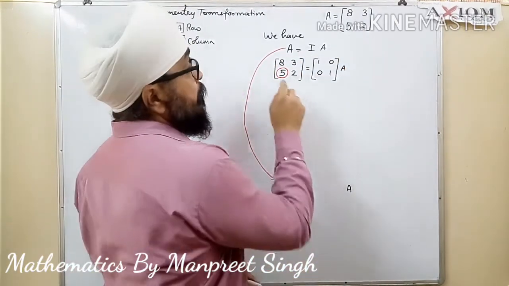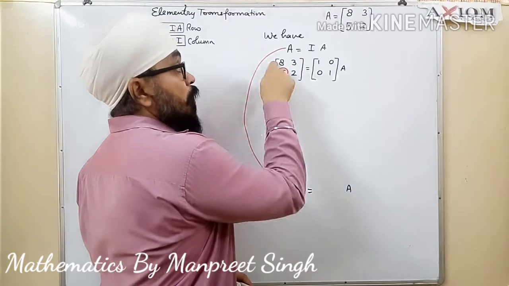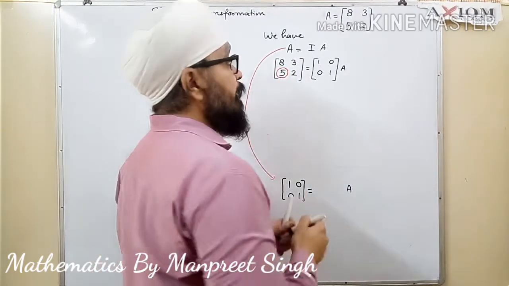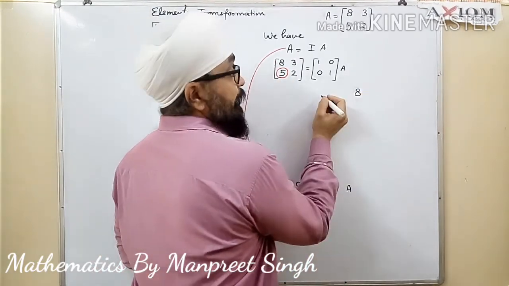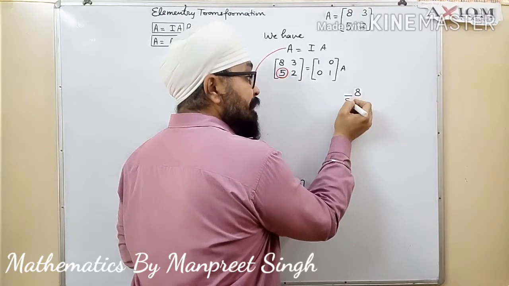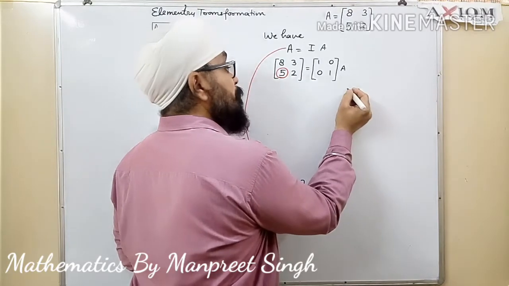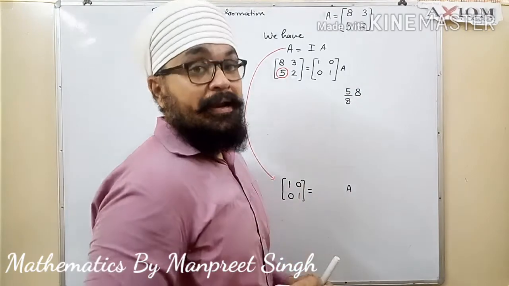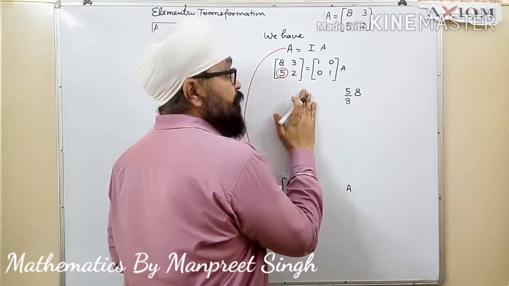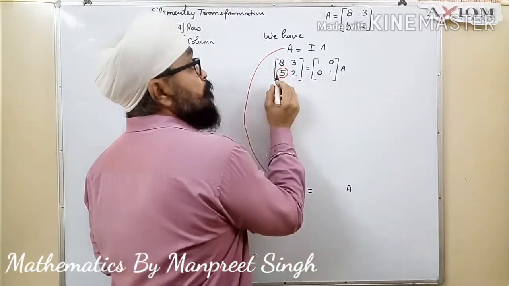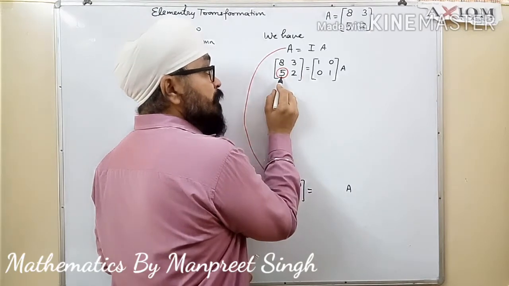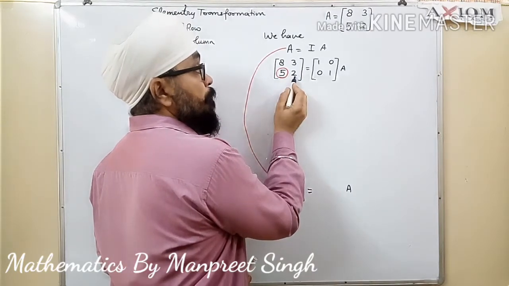So how can we make this 5 zero? Already we have 8. So one trick is, with that 8, if I make this 8 into 1 and multiply by 5, this is the idea behind it. So what operation are we going to do? The trick is, we have to convert the first element of the second row.